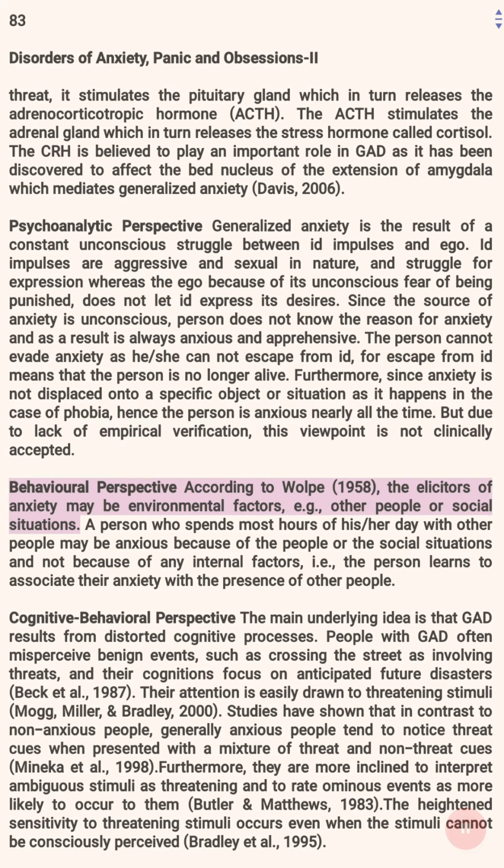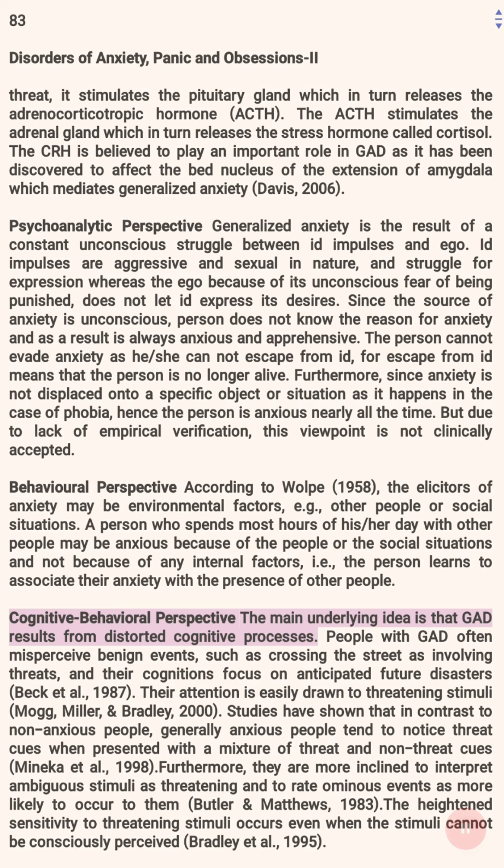Behavioral perspective. According to Wolpe, 1958, the elicitors of anxiety may be environmental factors, for example, other people or social situations. A person who spends most hours of his/her day with other people may be anxious because of the people or the social situations and not because of any internal factors, that is, the person learns to associate their anxiety with the presence of other people.